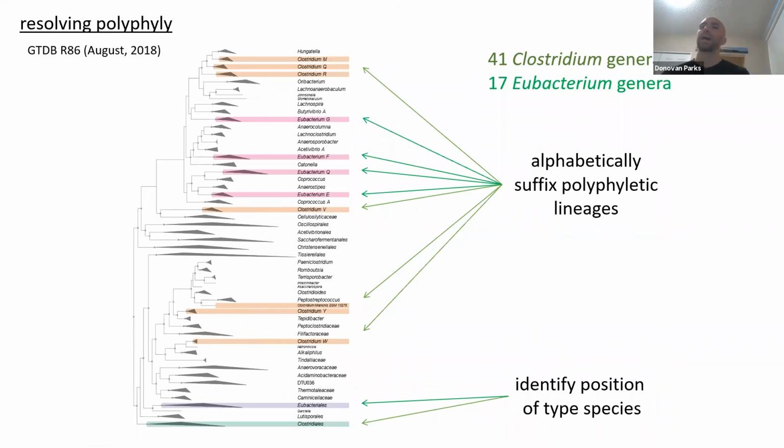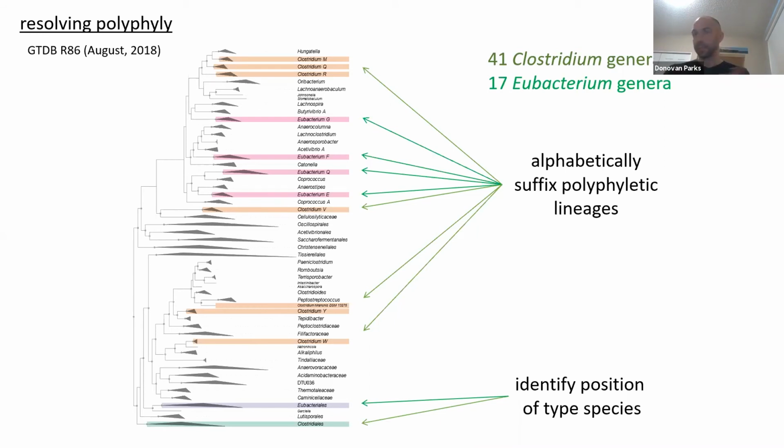First, we have to go back to the concept of type material. We need to identify which of these lineages contains the type species for the genus Clostridium. This happens to be the lineage at the bottom. For all the other lineages, which comprise genomes that have historically been classified as Clostridium, we just append an alphabetical suffix. So we get Clostridium W, Clostridium Y, Clostridium V, and so forth. There are actually 41 different Clostridium genera defined this way, far more than what I'm showing you in this subset of the reference tree.